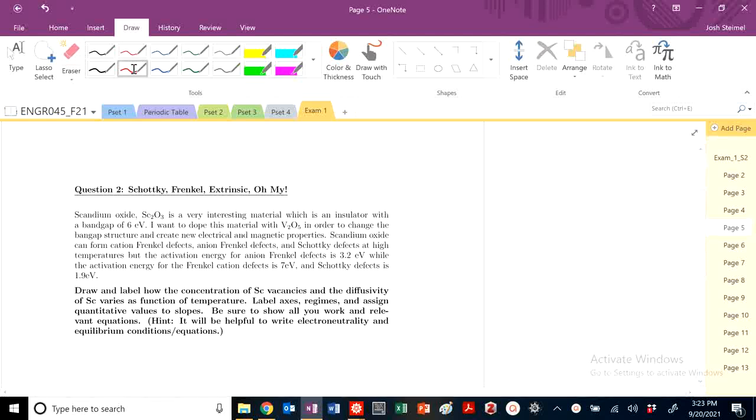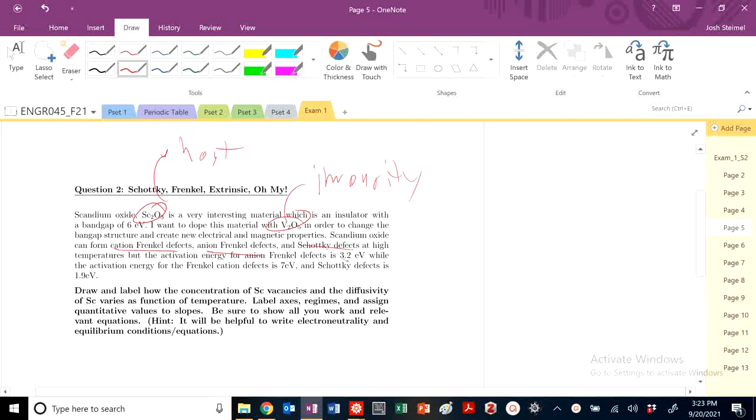Hi everyone, so we are back and we are on to problem 2. I'm looking at scandium oxide, a very interesting material. I want to dope it. This is my host, this is my impurity. I want to dope my host with vanadium oxide, V2O5, in order to change the band structure. I could form cation Frenkel, anion Frenkel, and Schottky defects.